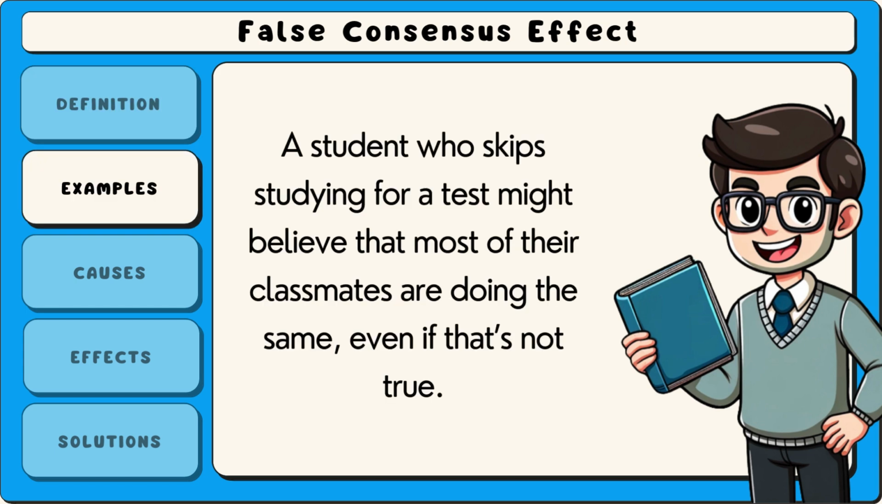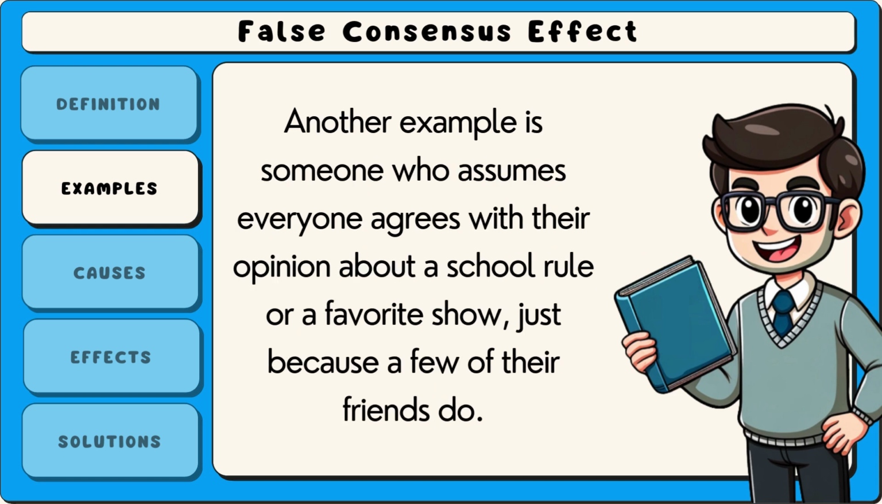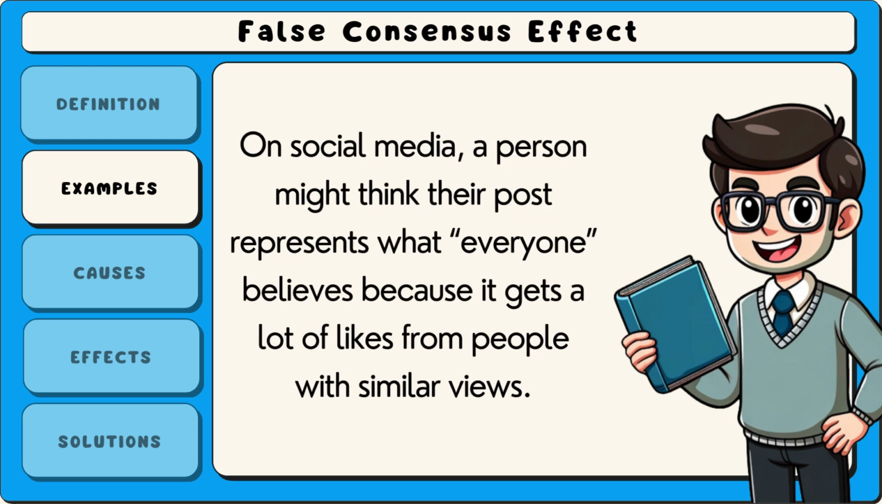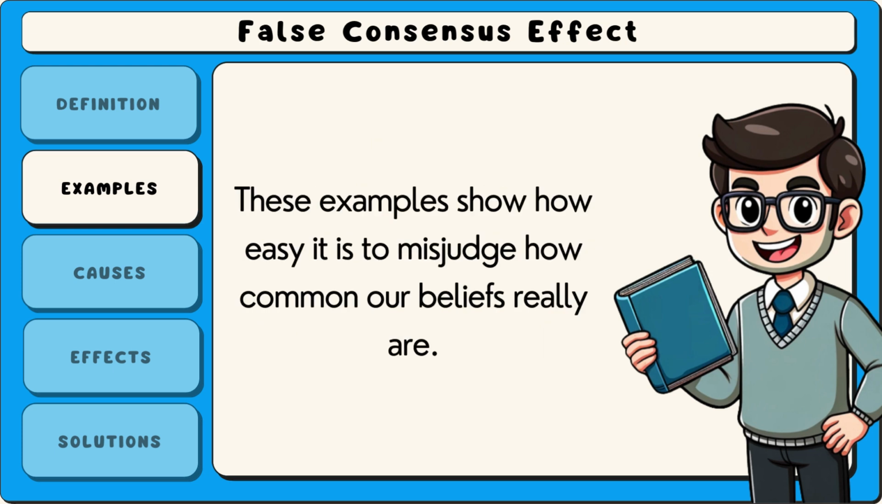A student who skips studying for a test might believe that most of their classmates are doing the same, even if that's not true. Another example is someone who assumes everyone agrees with their opinion about a school rule or a favourite show, just because a few of their friends do. On social media, a person might think their post represents what everyone believes because it gets a lot of likes from people with similar views. These examples show how easy it is to misjudge how common our beliefs really are.